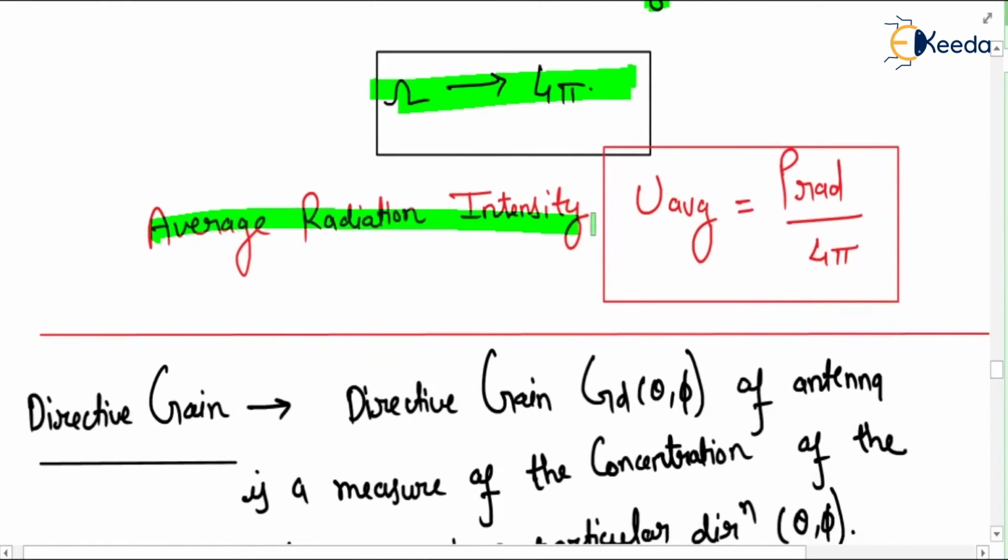So now we discuss average radiation intensity. It is U average, which is P radiated divided by 4 pi.